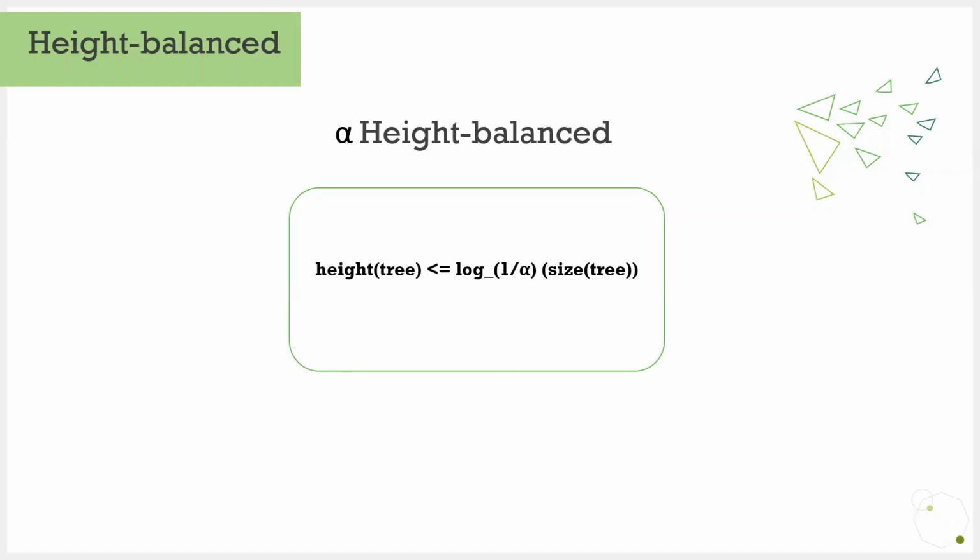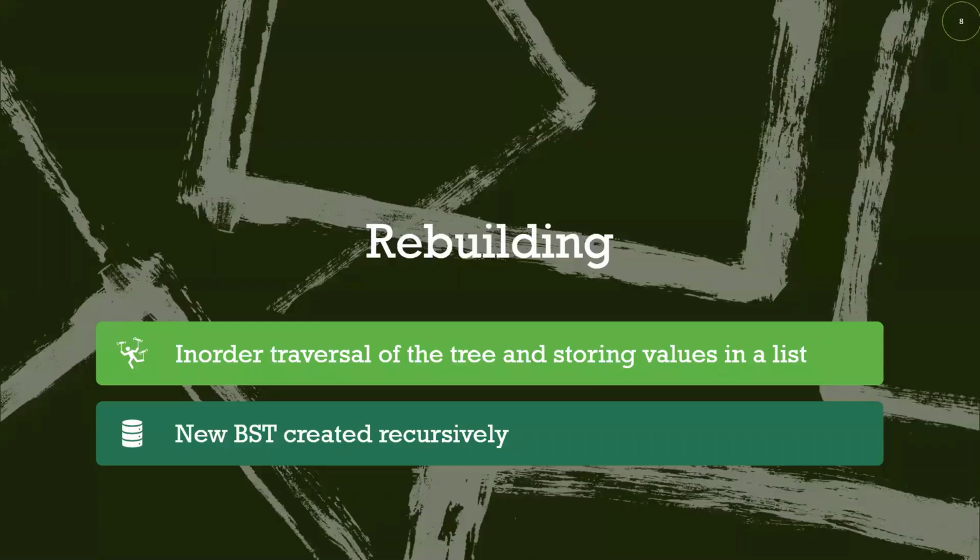Height balanced. This tree also needs to be height balanced according to this equation. The height of the tree should be less than or equal to log base 1/alpha of the size of the tree. During insertion, these two balancing rules need to be considered. Rebuilding. The rebuilding of scapegoat tree requires the in-order traversal of the tree and storing its values in a list. Then a new BST, binary search tree, is created recursively from the list.